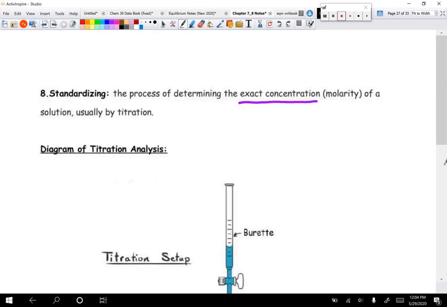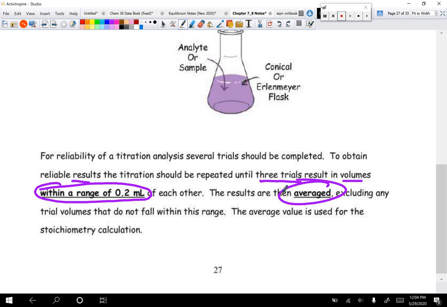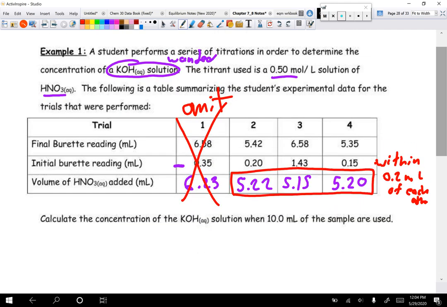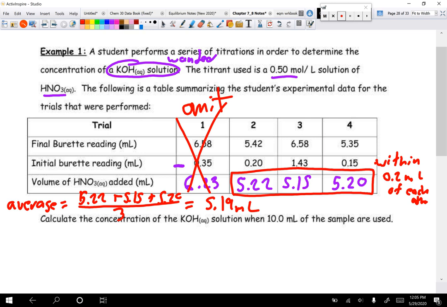Now also, if you go back and read a little bit more, the 3 results that we choose are then averaged to get the total volume, or the average volume. So we are going to get the average right here for these. And remember, this is for nitric acid. So in order to get the volume, you just add them up and divide by 3. So we got 5.22 plus 5.15 plus 5.20 all over 3, and we get the average of 5.19 milliliters.